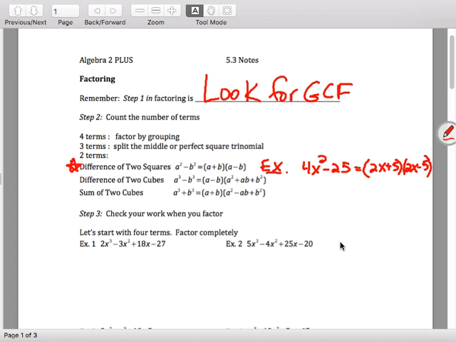The next 2, we're going to press pause till I get to it. We have a sum of 2 cubes and a difference of 2 cubes, which you haven't seen yet. So this is going to be where I'm going to get something new. But we're going to start with something we know.